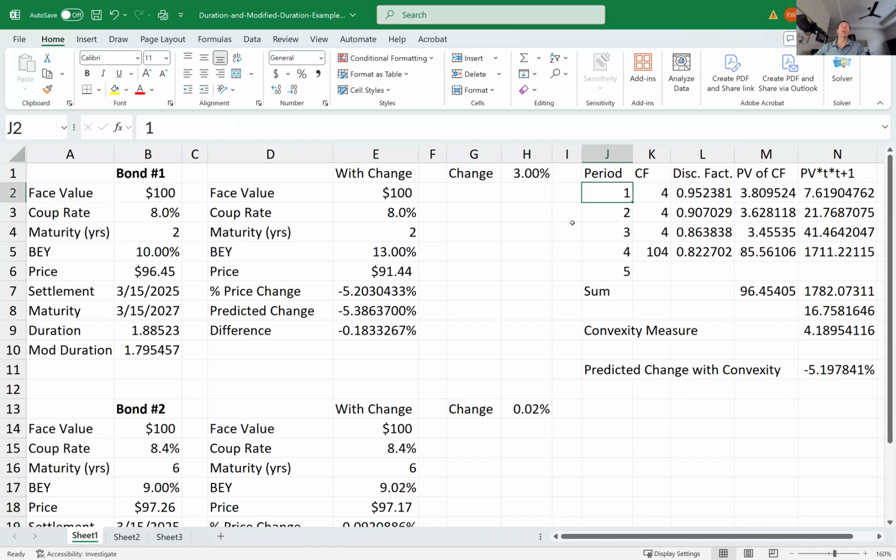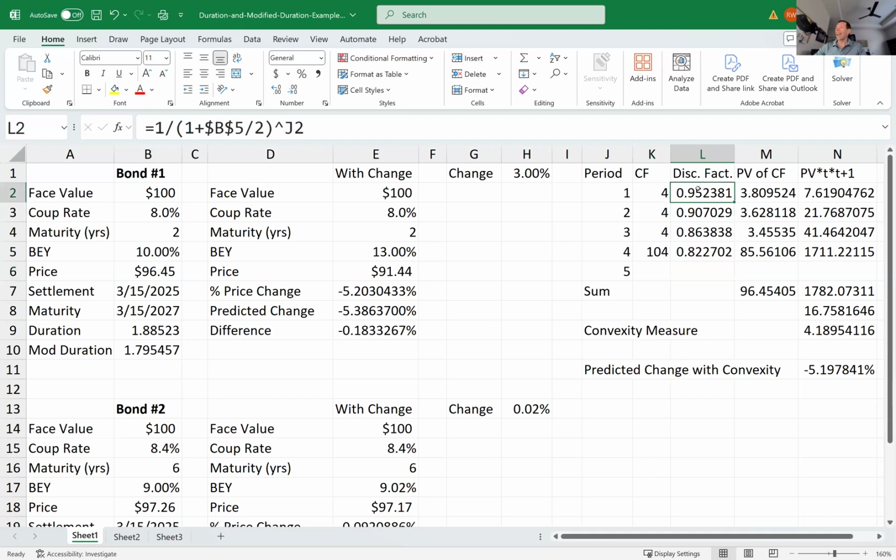So what we've got over here is time period 1, that's 6 months from now. Time period 2 is 1 year from now. Time period 3, that is 18 months from now, and time period 4, that is 2 years from now when the bond matures. Here are the cash flows in those time periods, right? So 8% is the coupon rate on the bond. So semi-annual coupon payments. So it's going to be 4, 4, 4, and 104.